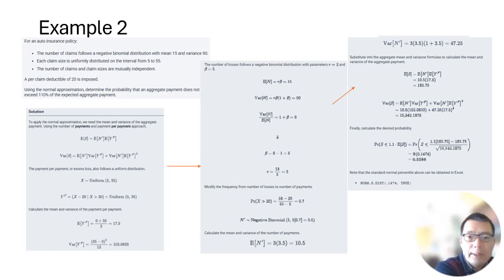Now that we have all the information that we need, we can use the formula for E[S] and the variance of S to get E[S] equal to 183.75 and the variance of S equal to 15542.1875. Finally, we can calculate the desired probability of S less than 1.1 times E[S]. Using the normal distribution, we can get it to be 0.5588.